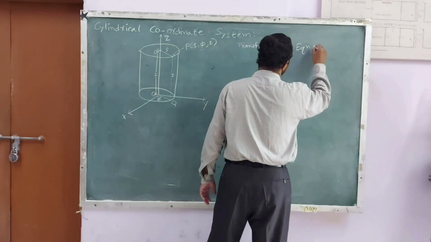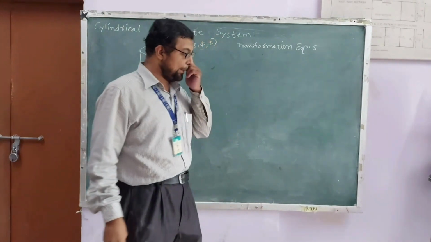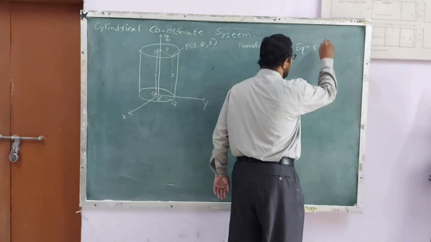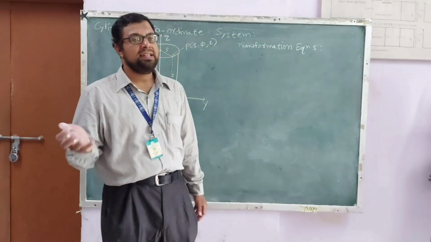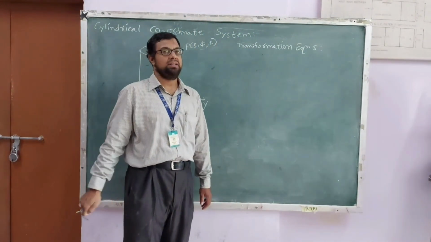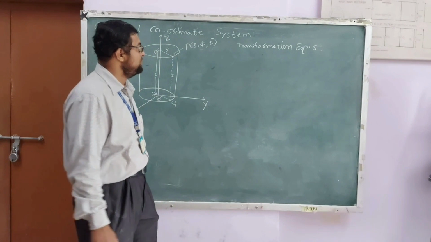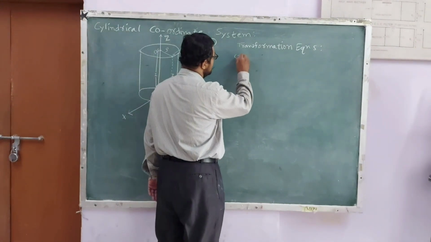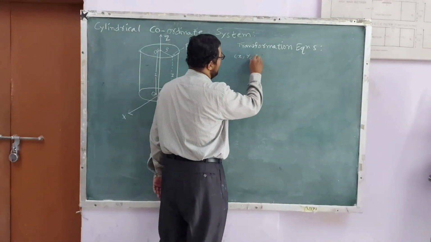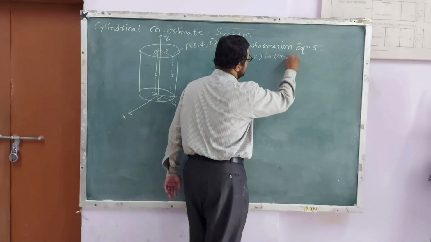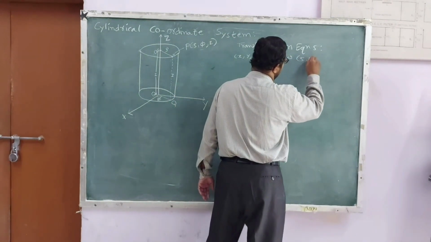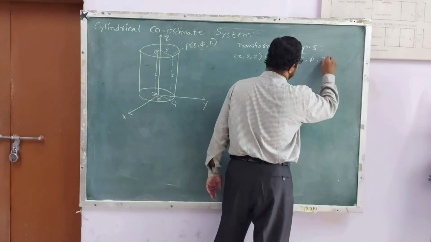So for these transformation equations, we shall consider the Cartesian coordinates in terms of cylindrical coordinates, as well as cylindrical coordinates in terms of Cartesian coordinates. First we shall see the Cartesian coordinates, that is x, y and z, in terms of cylindrical coordinates, that is rho, phi and z.